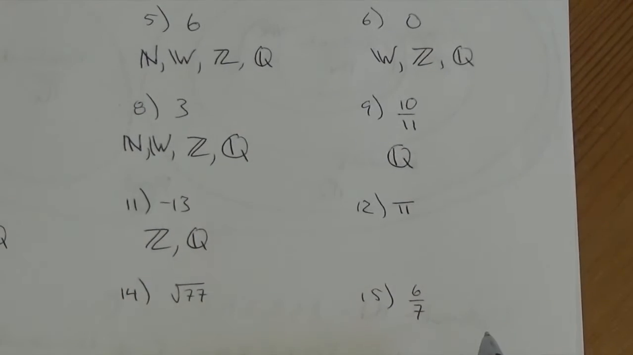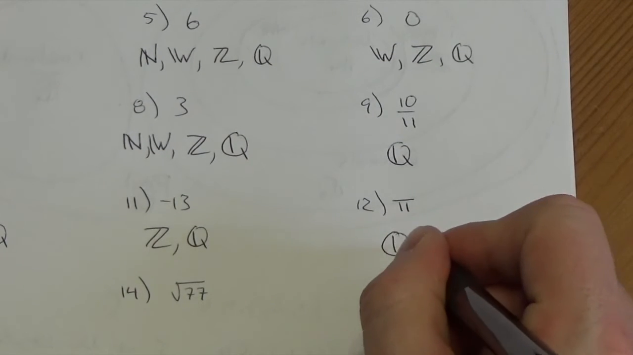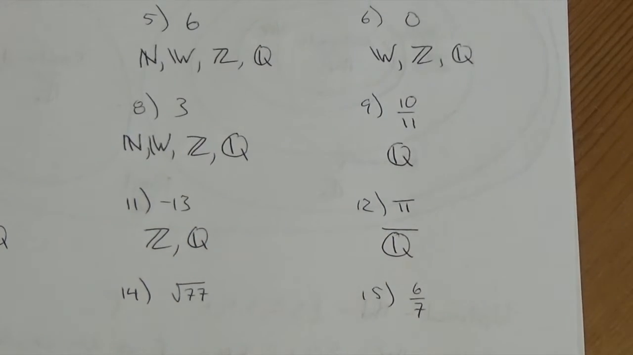Okay, pi. Well, okay, pi. Pi is your classic example of an irrational, so not rational.